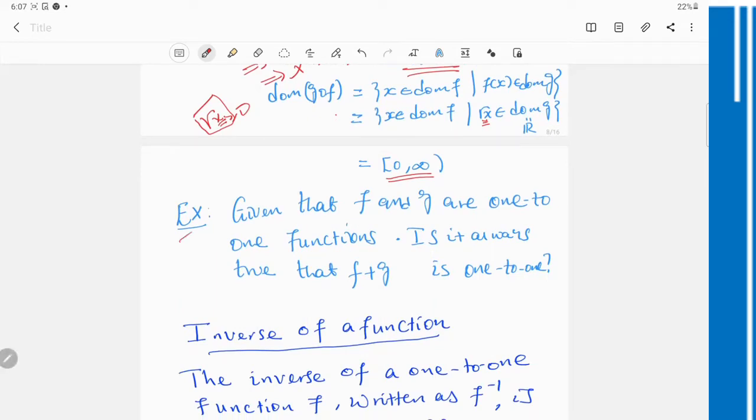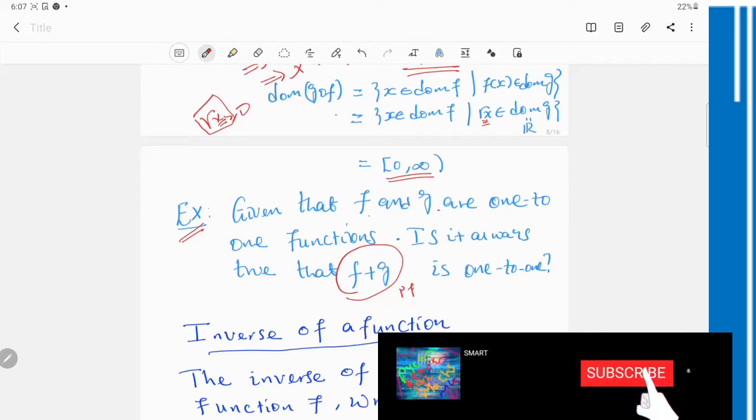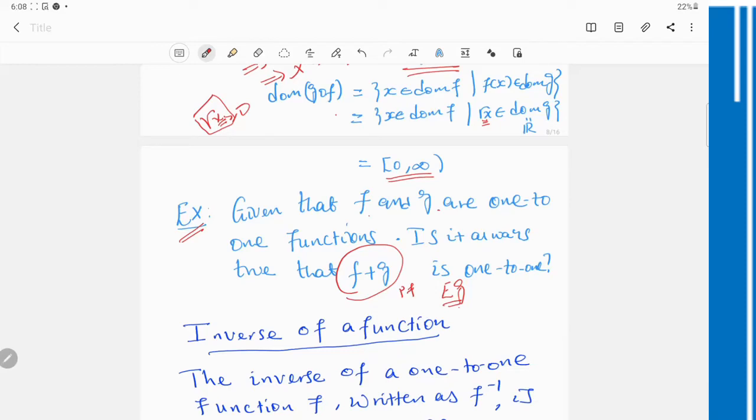So this is your exercise for you to try. If you are given f and g, and if they are 1 to 1, can you say that f plus g is also 1 to 1? If it is 1 to 1, then you can show it by giving the proof. Or if they are not 1 to 1 in general, please write an example. Give one or two examples just to disprove.